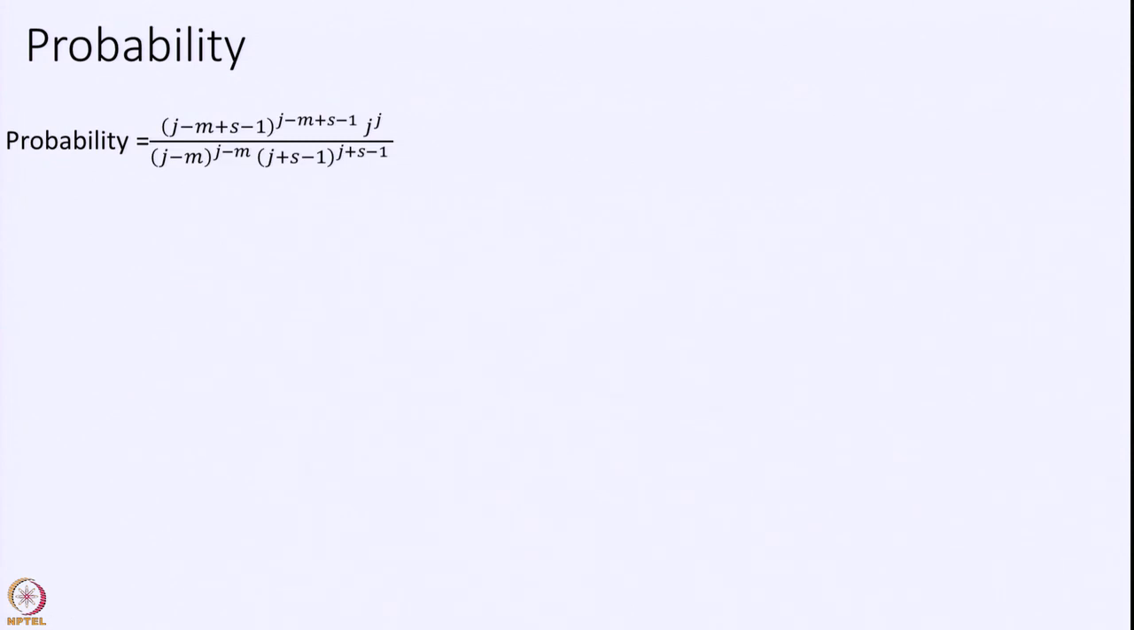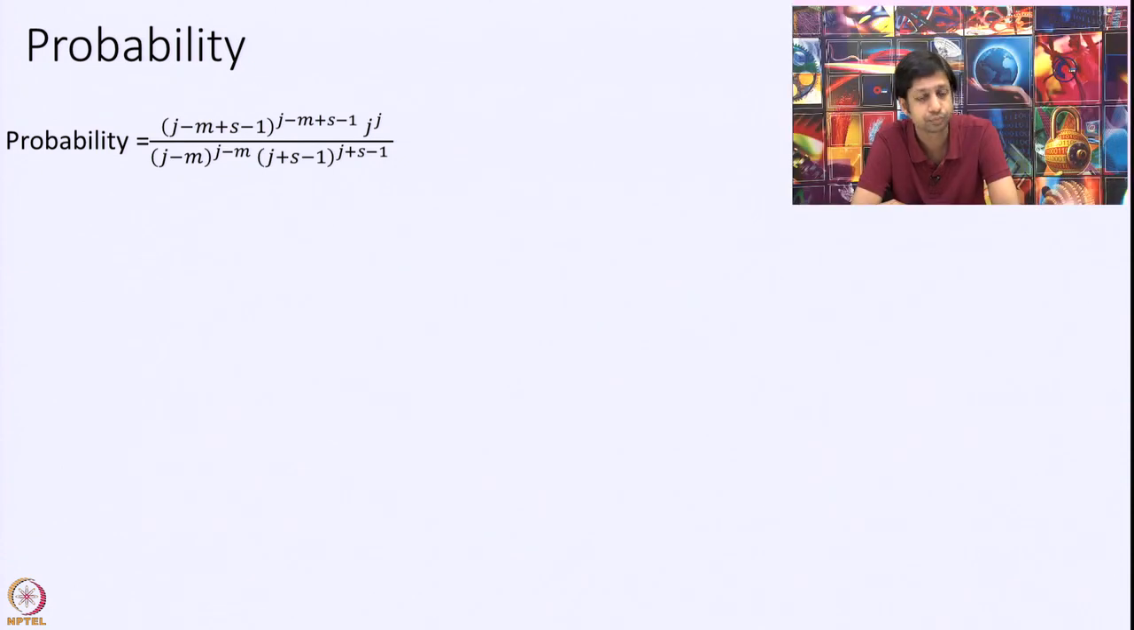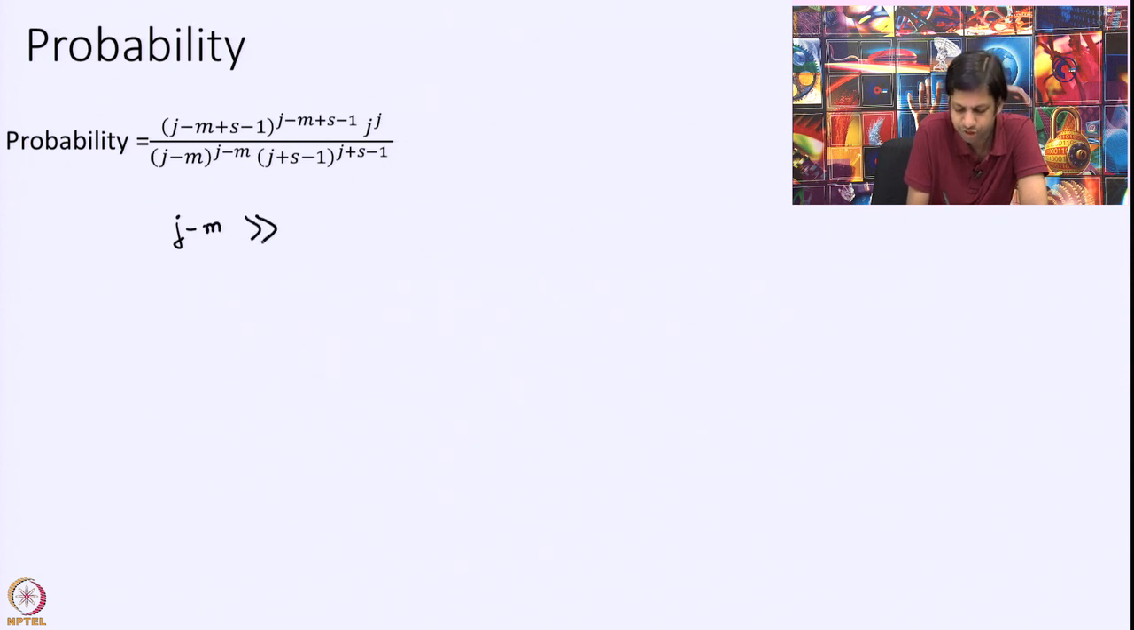Alright. What do I do now? It is still a very complex term. Our next assumption is slightly more intricate. We are going to assume j minus m is much, much greater than s minus 1.